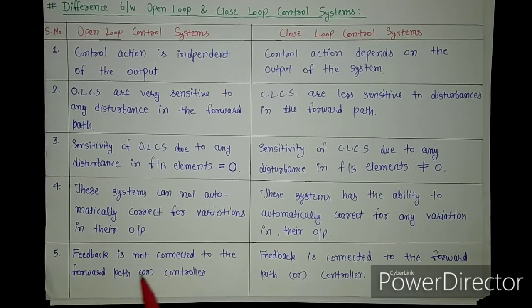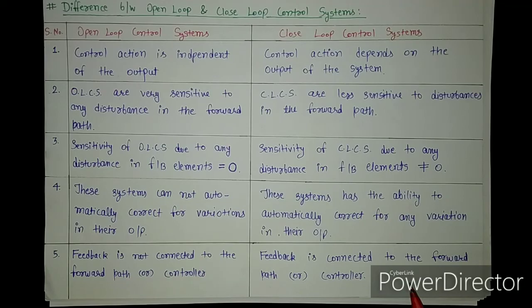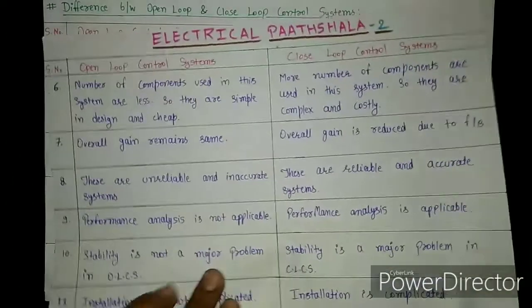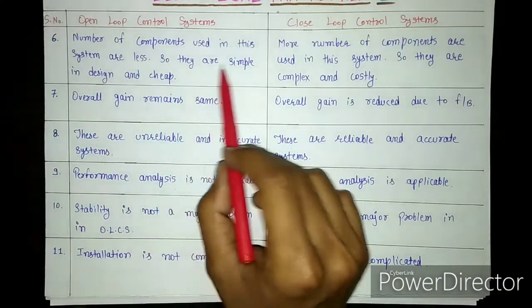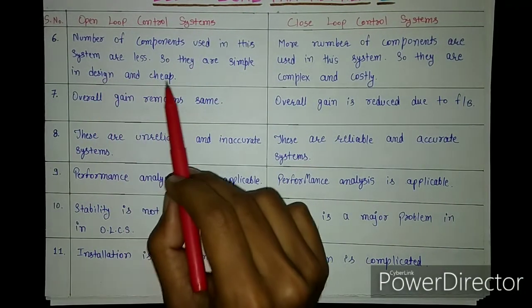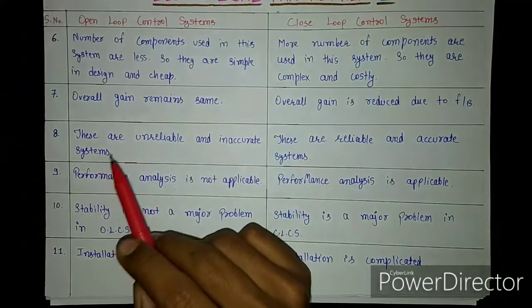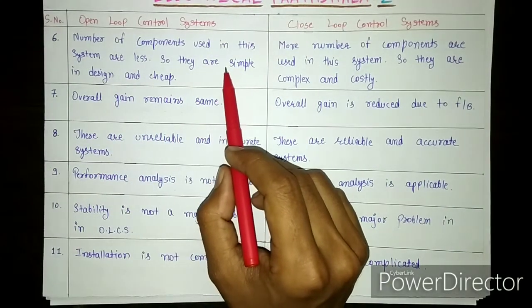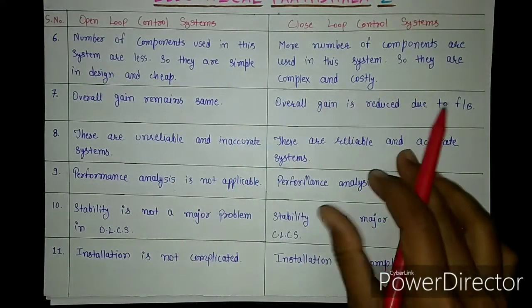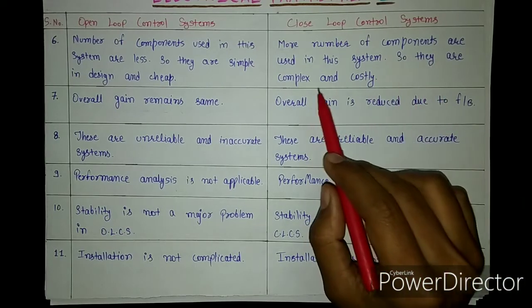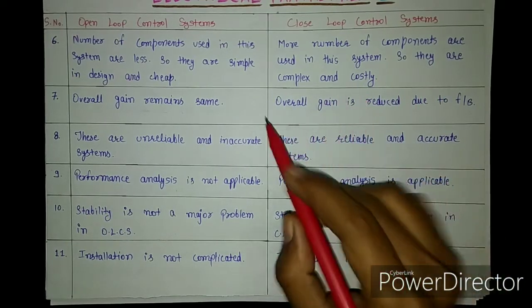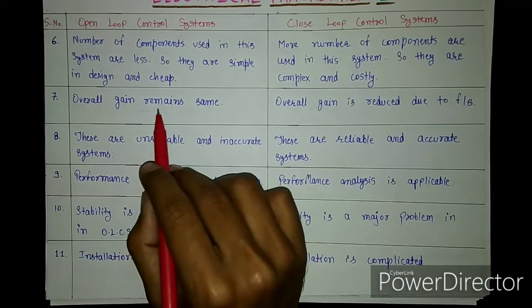Next point is that the system cannot automatically correct for variation in its output. An open loop system can't correct, but closed loop systems have the ability to automatically correct for any variation in their output. This is also because of the connection of the feedback to the forward path. The next point is that in open loop systems feedback is not connected to the forward path or controller, but in closed loop systems feedback is connected to the forward path or controller.